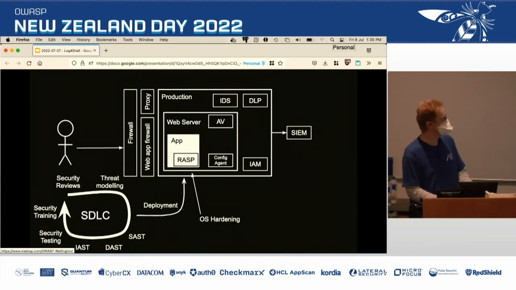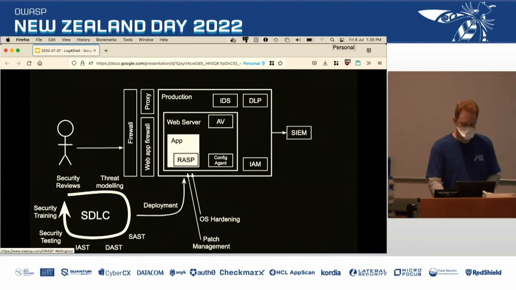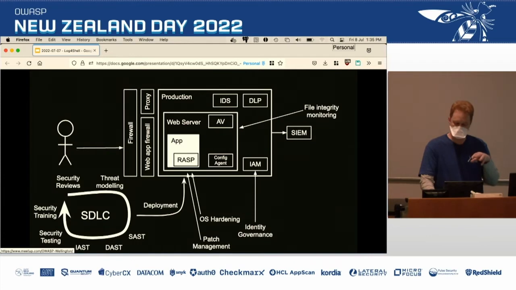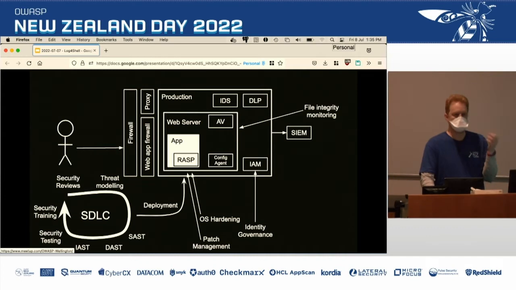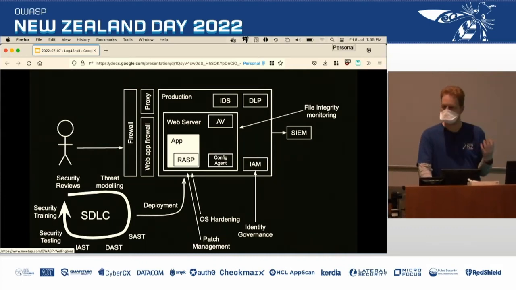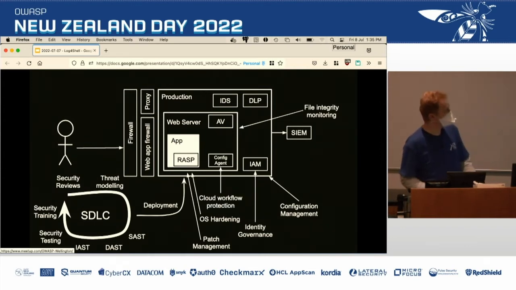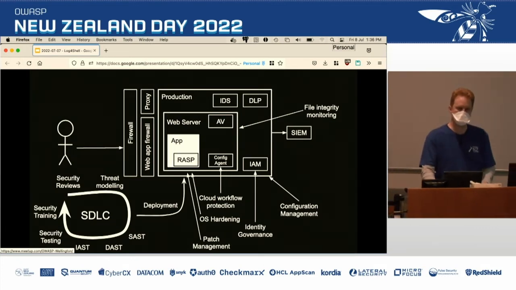Now you need to make sure that your operating system is hardened, have patch management policies and processes that you follow, that you've got file integrity monitoring so you can discover if someone's modified files on your web server. You need to have some kind of governance process that makes sure that when people arrive, when they leave, when they change roles, that the access rights change. Maybe you need a configuration management process. You might need some cloud workflow protection to make sure that the servers in your environment are actually configured correctly and that the logs are being pulled centrally.